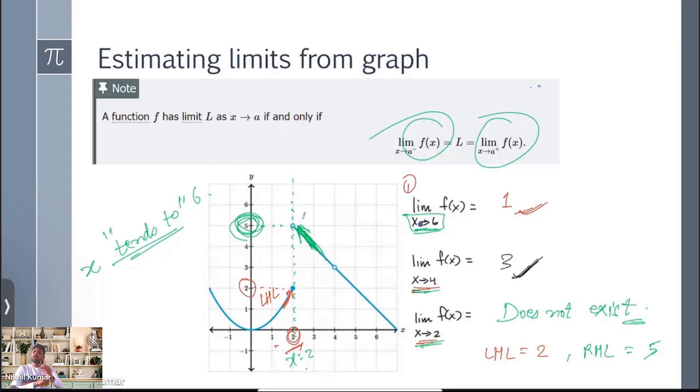Okay, so what did we learn? We learned that the limit of a function exists only when the left hand limit is equal to the right hand limit. It's a very important learning, a very important point. Please note it.